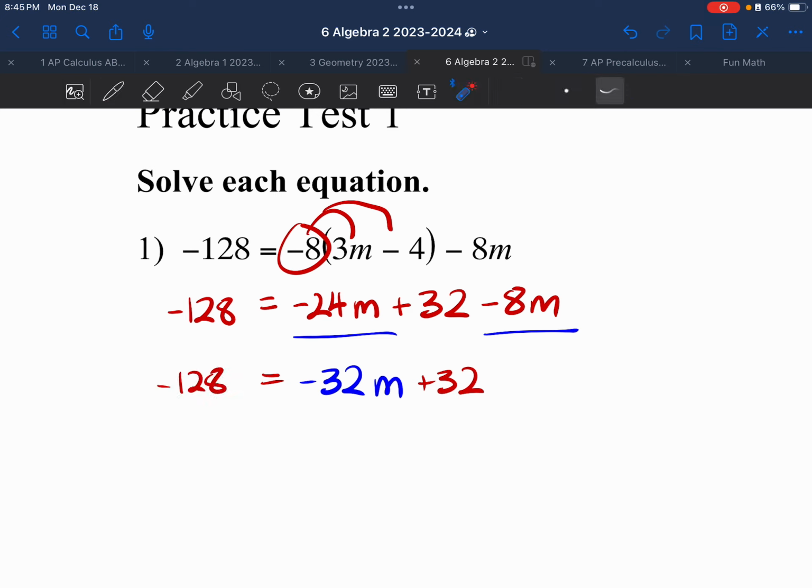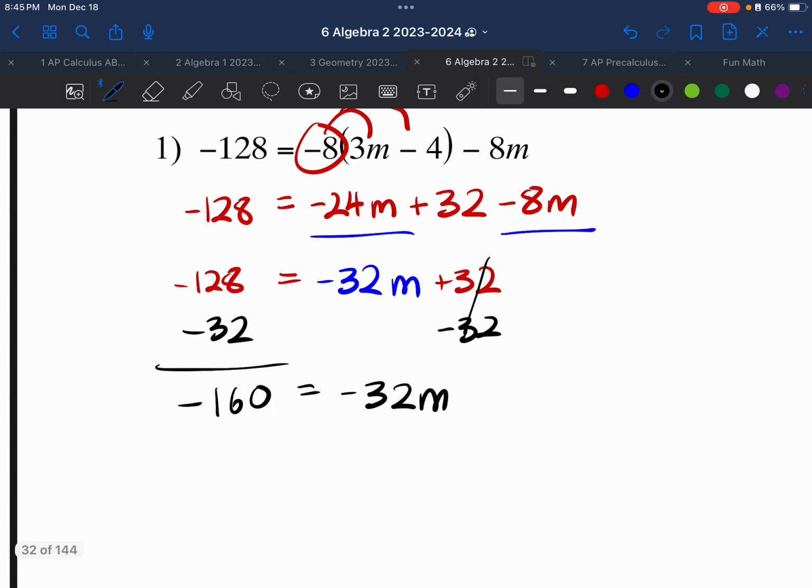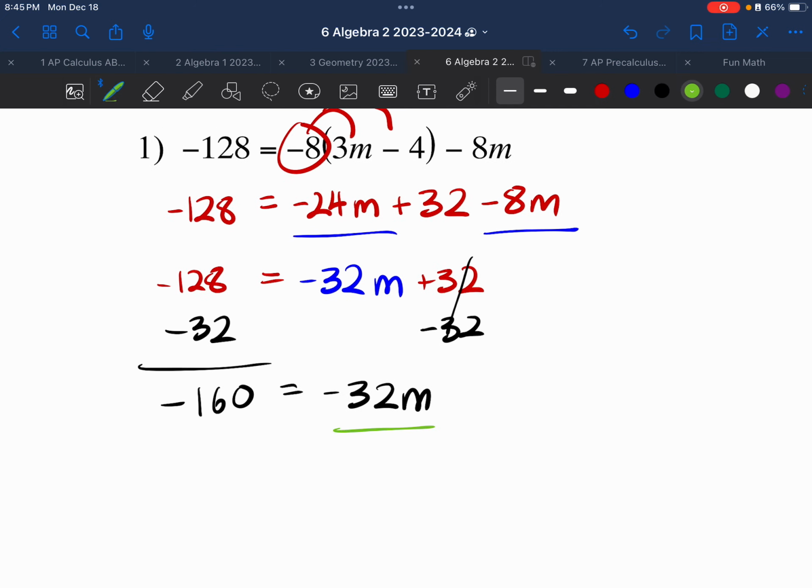Now it's time to move things around. Notice I have a variable on the right and no variables on the left. Let's say that the right side is reserved for variables, which means this constant of 32 is going to move to the left. The way that we do that is we subtract 32 on both sides, and the left side is now negative 160. The right side is a negative 32m. Then from here, we're going to divide by negative 32.